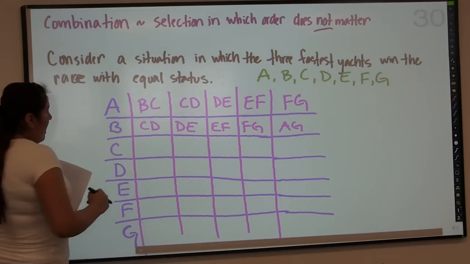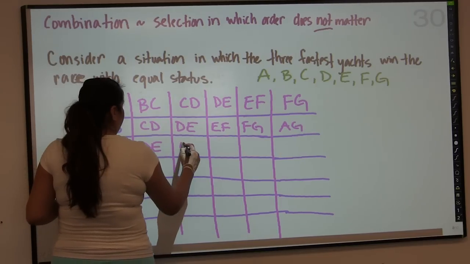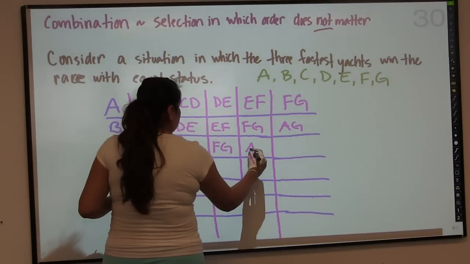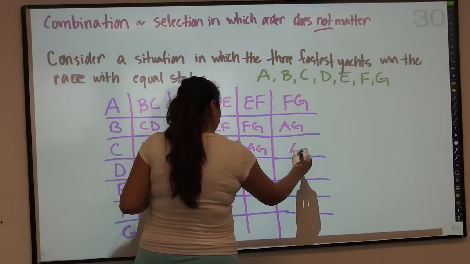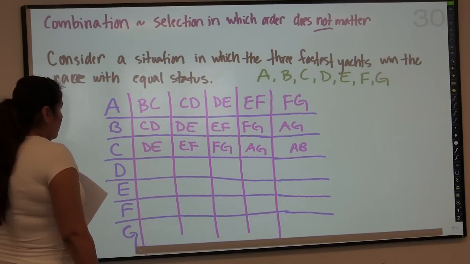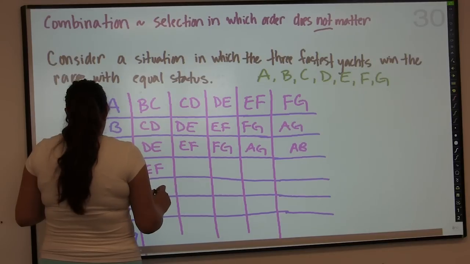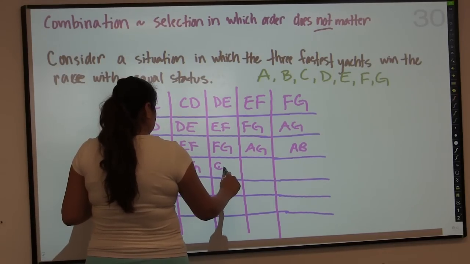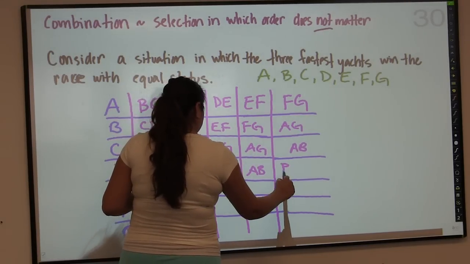I can do the same thing with C. I can say C can go with DE, C can go with EF, C and FG, C and AG, and C and AB. All right? Then I can go D with EF, D with FG, D with GA, or AG, same thing, AB, and BC.